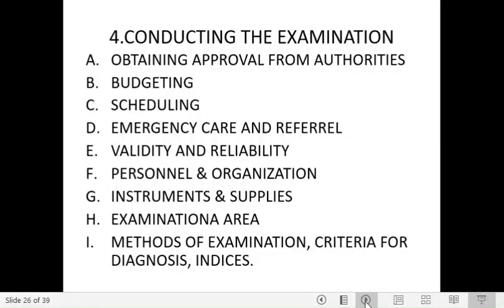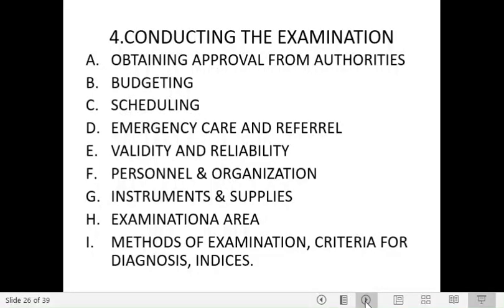Next, you have to find out about the personnel and organization. Personnel meaning how many people are participating in the survey. You need to train the people and you need to calibrate the surveyors. And which are the other people you will need for organization, meaning for data entry and for analyzing, and statisticians. Then, which are the instruments and supplies you will need in conducting the examination? It depends on your method of examination. So you need to decide how many instruments you will require, how much supplies you have, how much you will need before you start the survey.